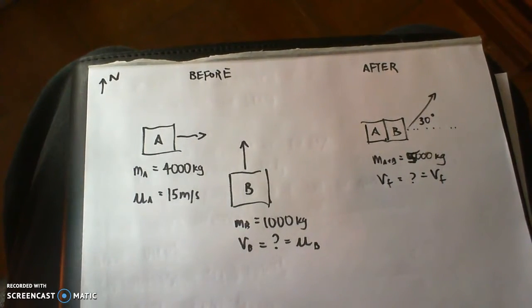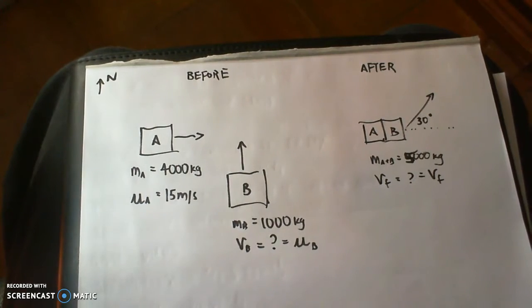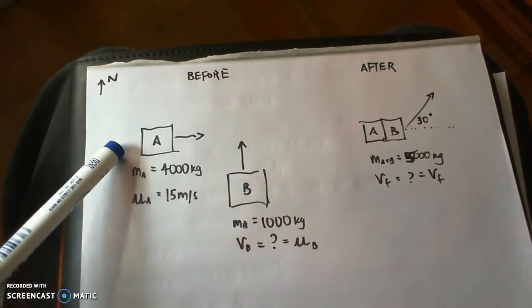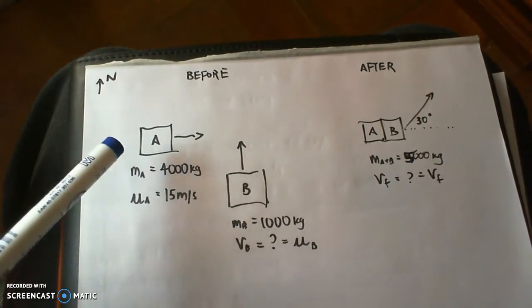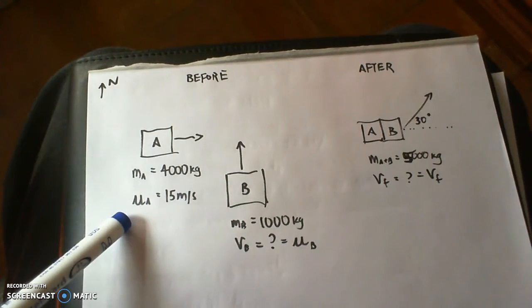Now we're going to do another problem, this time with momentum in 2 dimensions. So let's set it up. First we've got a car that's moving east. The car's mass is 4,000 kilograms, traveling at 15 meters a second.